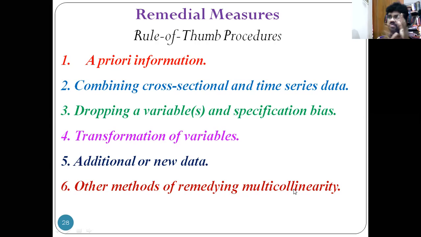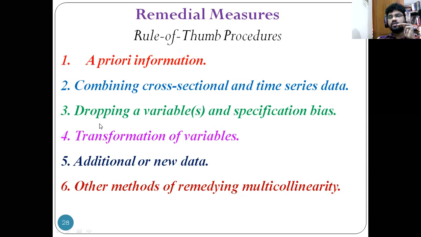So, dear students, I will list these six points, please remember. The first one is prior information. The second one is combining cross-section data and time series data. If you combine cross-section and time series data, it is called panel data, or pooled data.